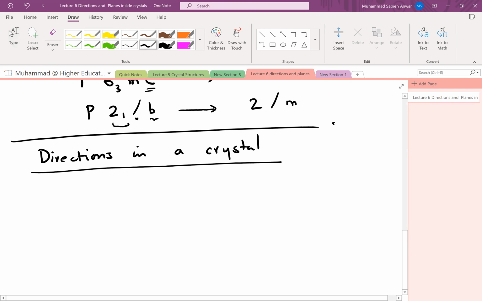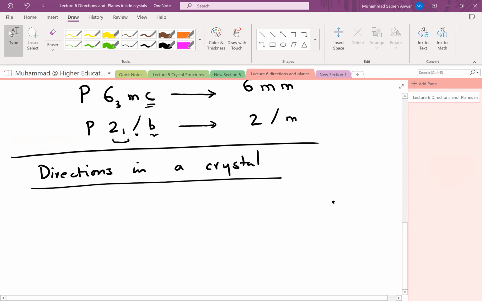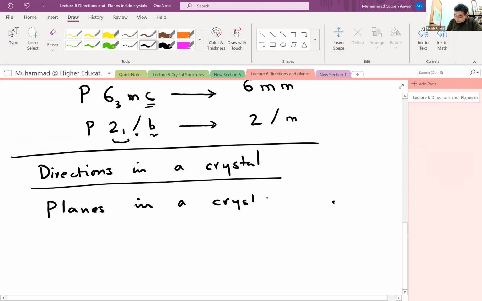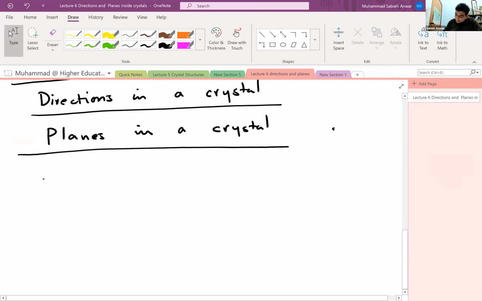All right. So let's talk about directions in a crystal. But let's first of all talk about, it's easier to talk about, it's more difficult, but let's start with the difficult thing, planes in a crystal. Now suppose I'm talking about 2 dimensions only. I have a plane lattice. Okay, so let's draw a plane lattice.